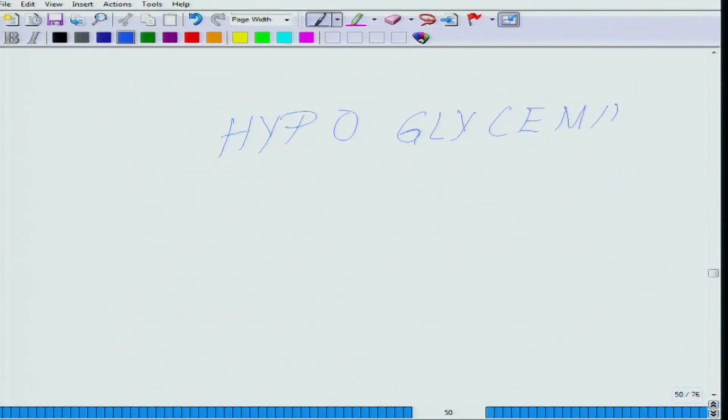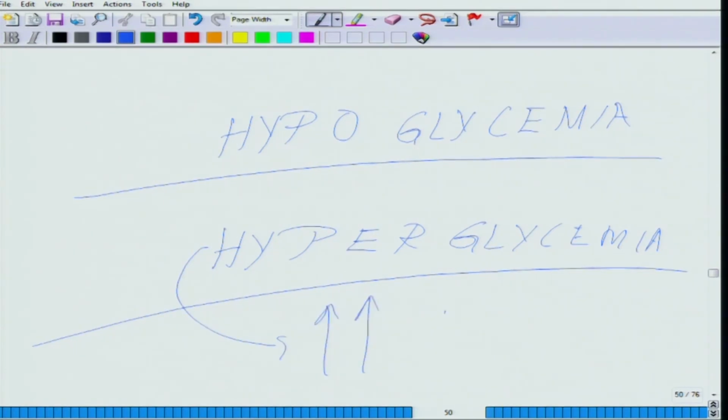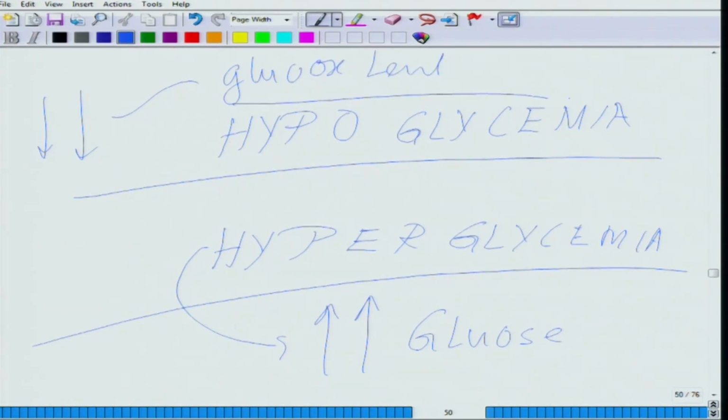And there are two more terms of importance, which I have already mentioned: hypoglycemia, and another called hyperglycemia. Hyperglycemia is a situation when your glucose level is high in the body, and hypoglycemia is a situation when glucose level is low in the body. So, based on this, the action of insulin and glucagon is regulated.